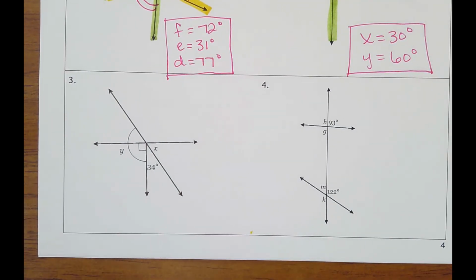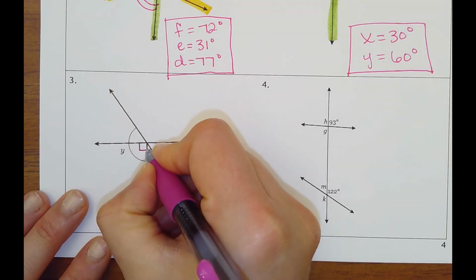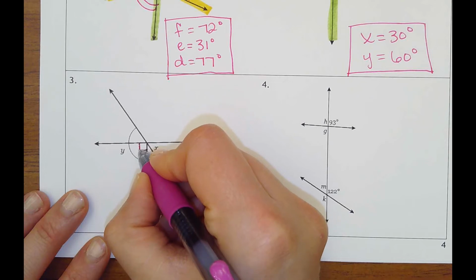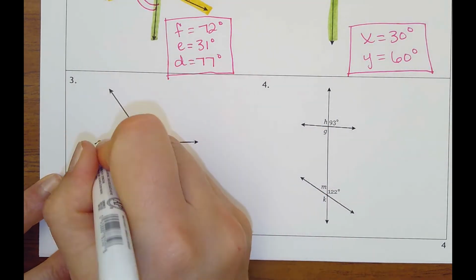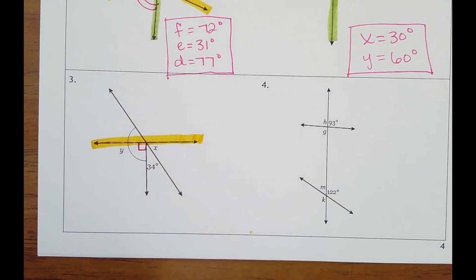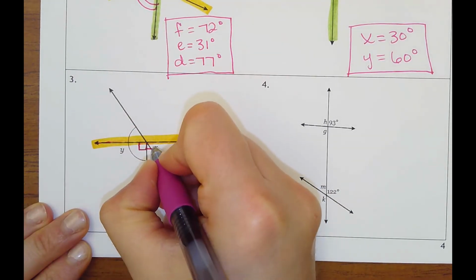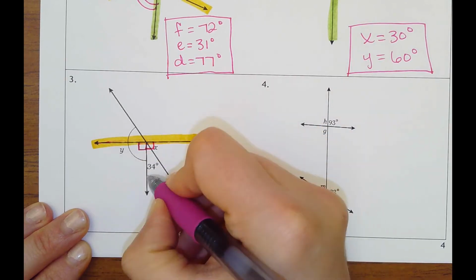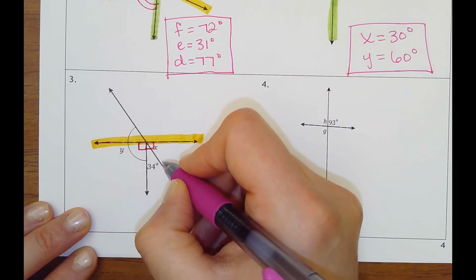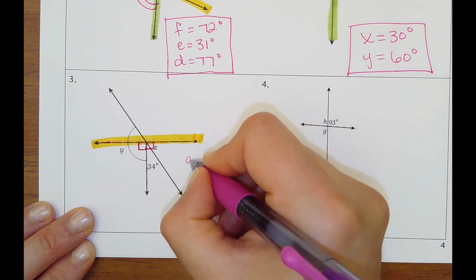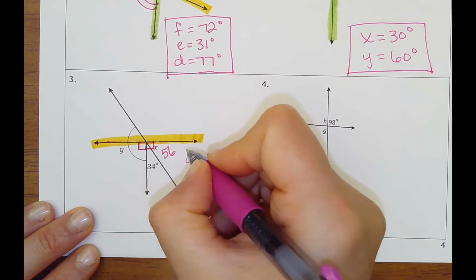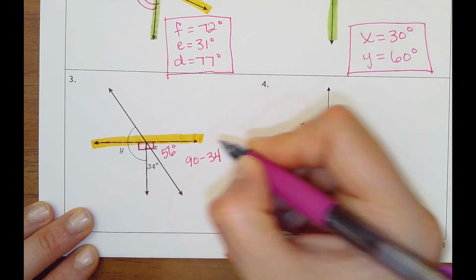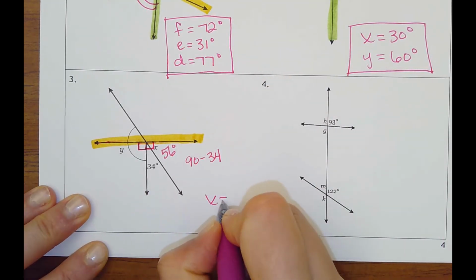Okay, number 3. We have a 90 here. So if this is 90, and this is one straight line that has 180 degrees, this has to be 90 as well. So these are adjacent angles here. They're complementary. They have to make 90. So I would do 90 minus 34, which is 56 degrees for X.